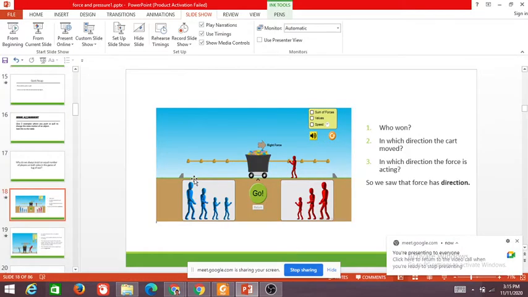What happened in this situation? There was a man who was pulling the car to the right side. Did the car move? Yes, ma'am. To which direction did it move? Left side, ma'am. Okay, this is left side and this is right side. So he is pulling the cart to the right side, so which direction did the cart move then? This is right. Yeah, it is moving to the right.